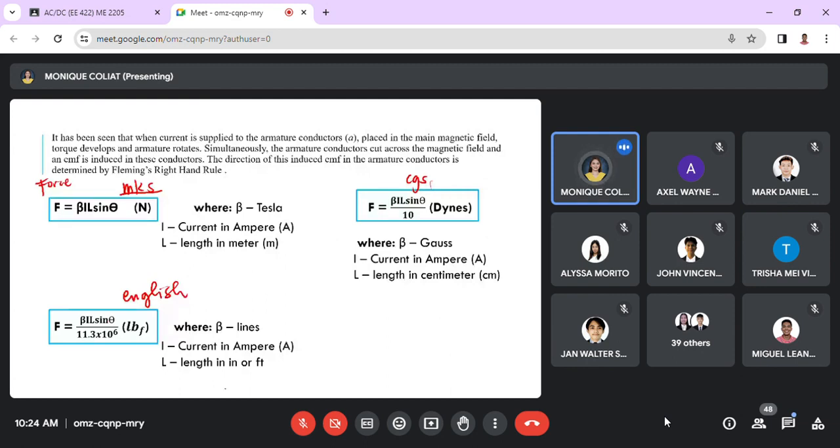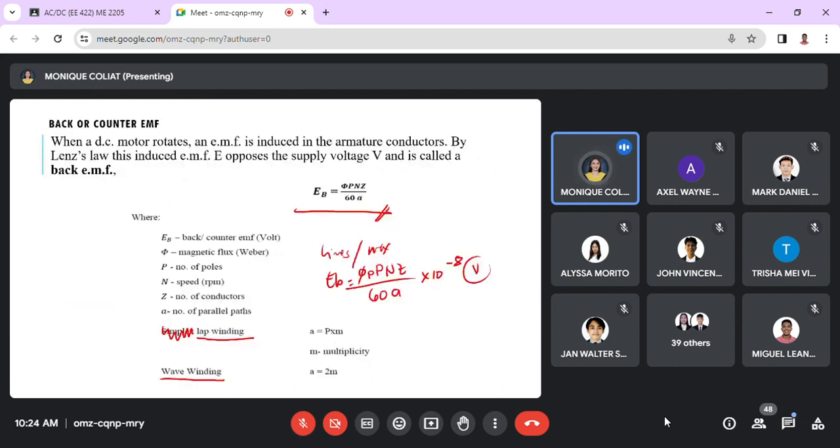Next, we have the back or counter EMF. Okay, so di ba noong sa generator, we have EG or generated EMF. Dito naman, meron tayong back or counter EMF, which is parehas lang sila ng formula. This is flux per pole.